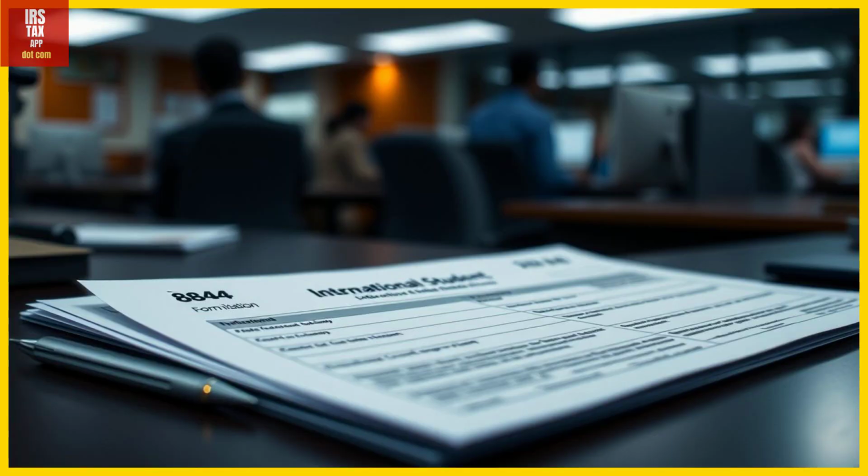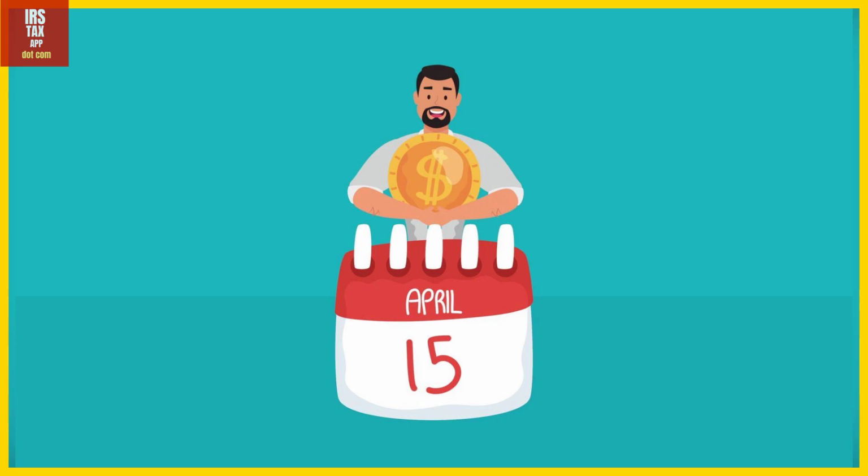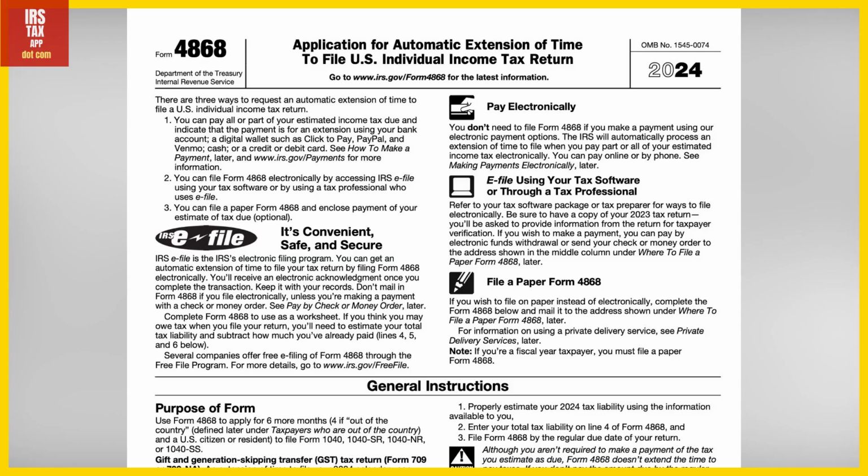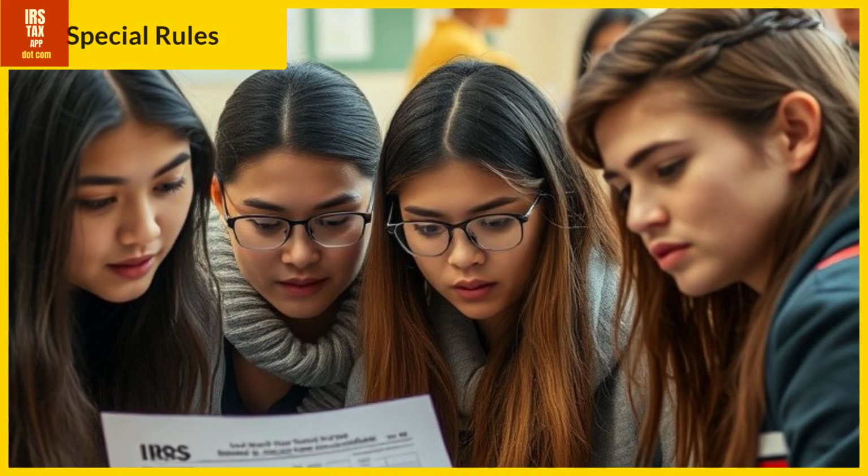Form 8843. All international students must file this form, even if you had no income. The deadline for filing is generally April 15th, but you can request an automatic extension until October 15th by filing Form 4868. Remember, an extension gives you more time to file, but not more time to pay any tax you owe.